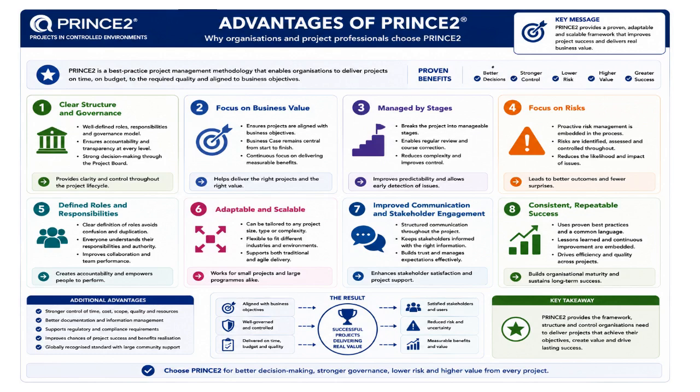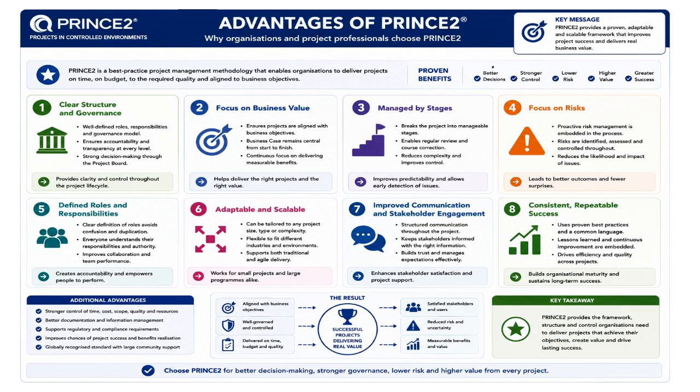In the center bottom section, the slide summarizes the result of using PRINCE2 effectively. Projects become aligned with business objectives, well-governed and controlled, delivered on time and within budget, and focused on measurable benefits and stakeholder satisfaction. This ultimately leads to successful projects delivering real organizational value.